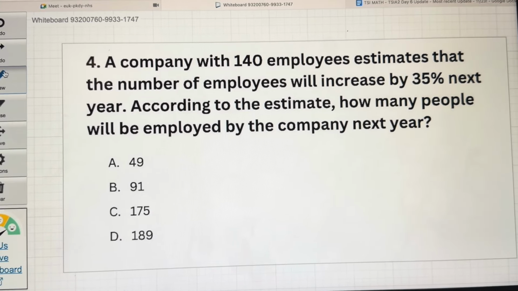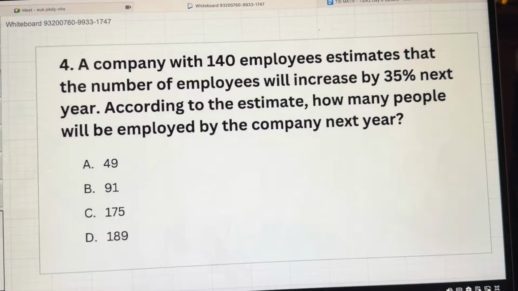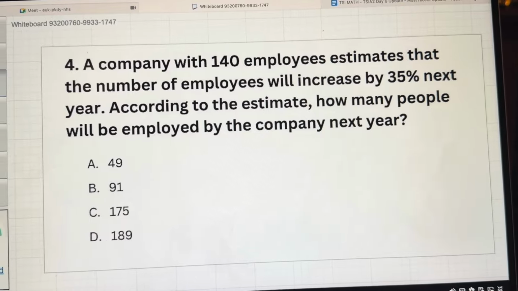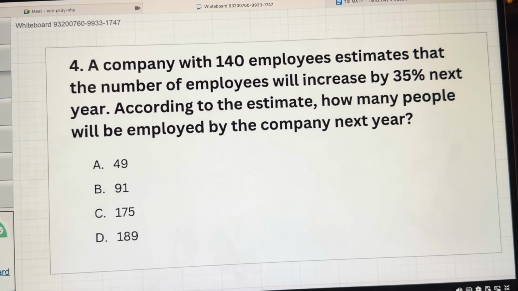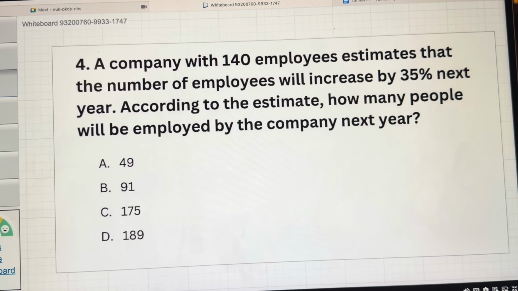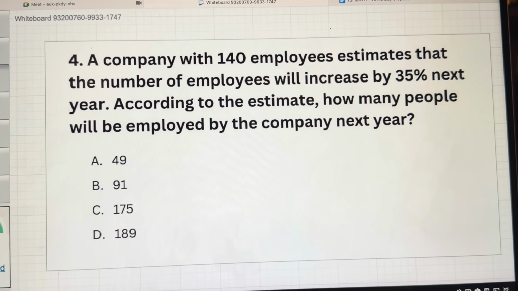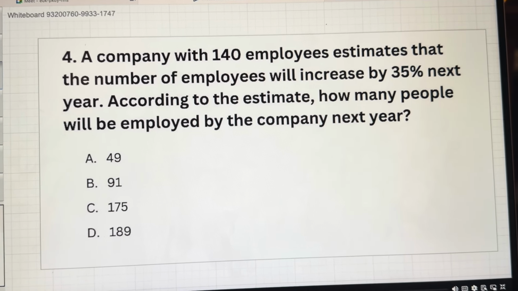The question is, a company with 140 employees estimates that the number of employees will increase by 30% next year. According to the estimate, how many people will be employed by the company next year?